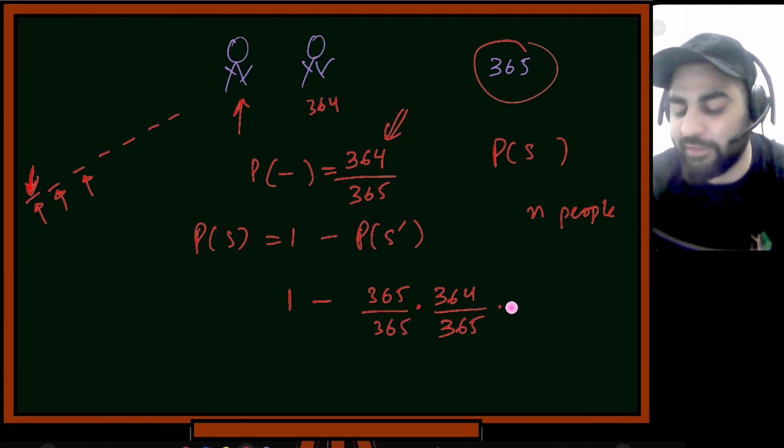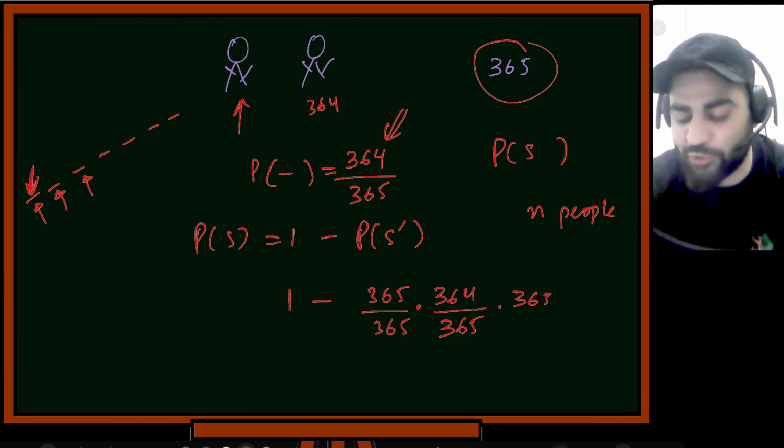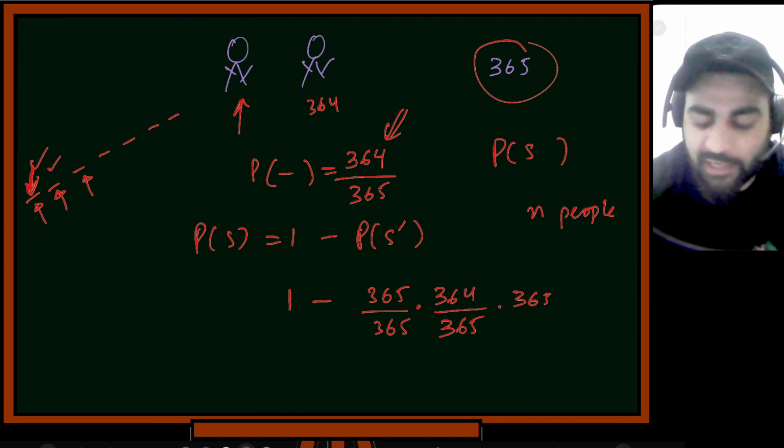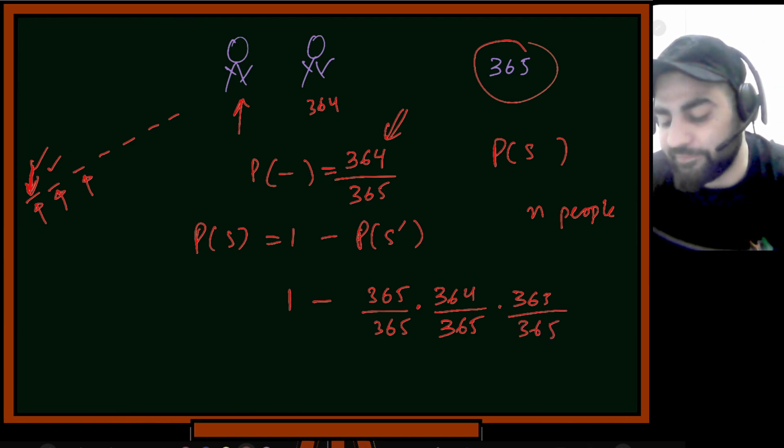Now he is left only with 363 choices, because two choices are gone. The first guy took, the second guy took. Now he's left with 363.